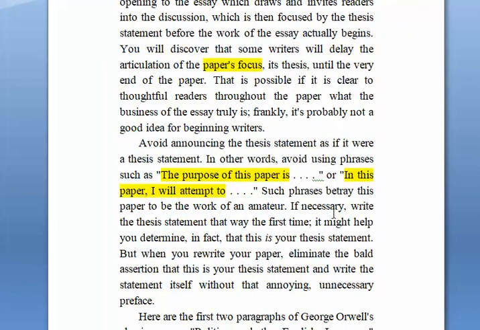If necessary, write the thesis statement that way the first time. It might help you determine, in fact, that this is your thesis statement. But when you rewrite your paper, eliminate the bold assertion that is your thesis statement and write the statement itself without that annoying, unnecessary preface.